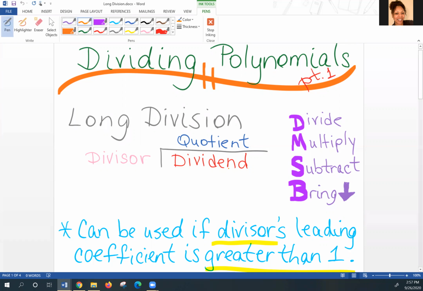Well, that's referred to as the dividend. What's on the outside is a divisor. And then your answer to the division problem is called the quotient. And that's located on top of your division symbol.